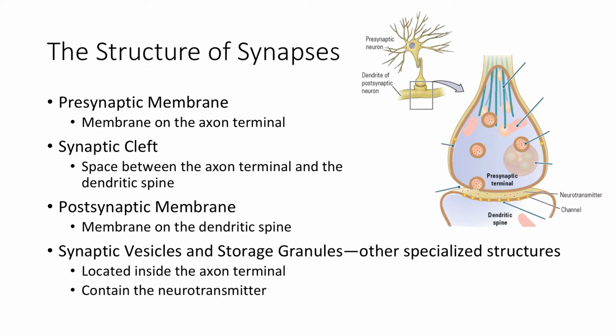Okay, so let's talk about the synapse. There are three main parts of a synapse. First things first, at the end of the axon, the cell before the synaptic cleft is the presynaptic neuron. So this is the cell with the axon and with the axon terminal. The axon terminal is the end of the axon.